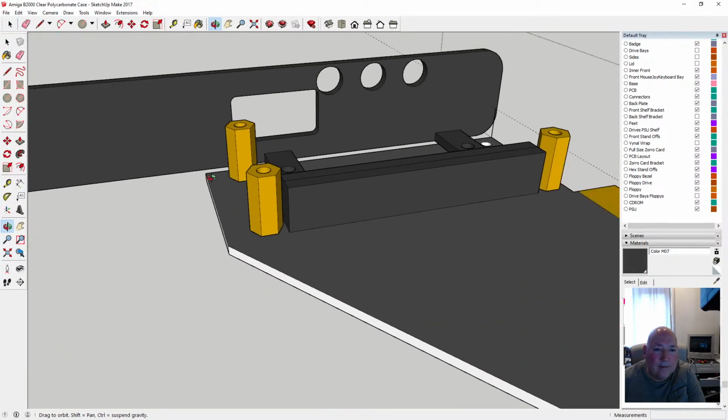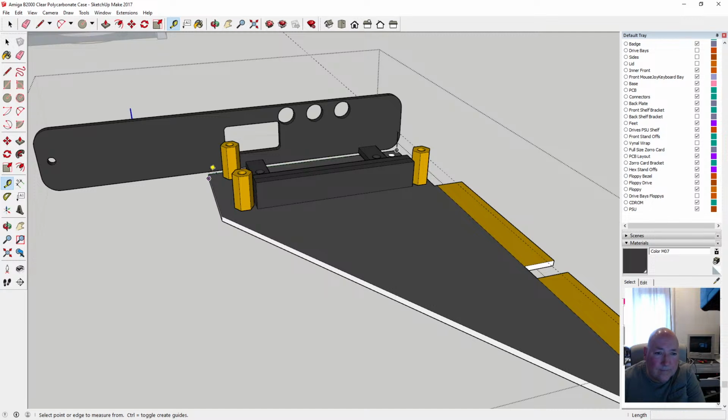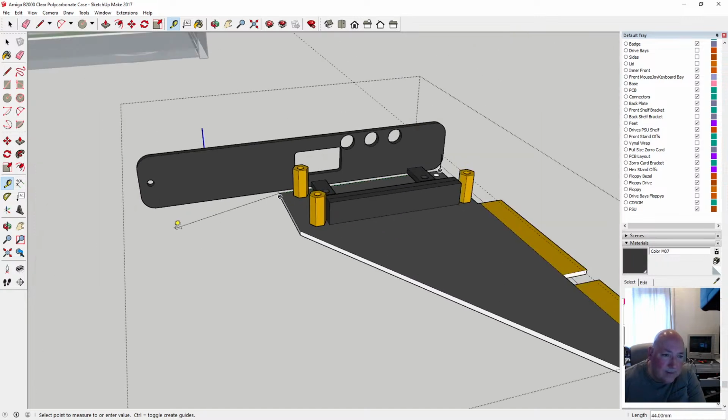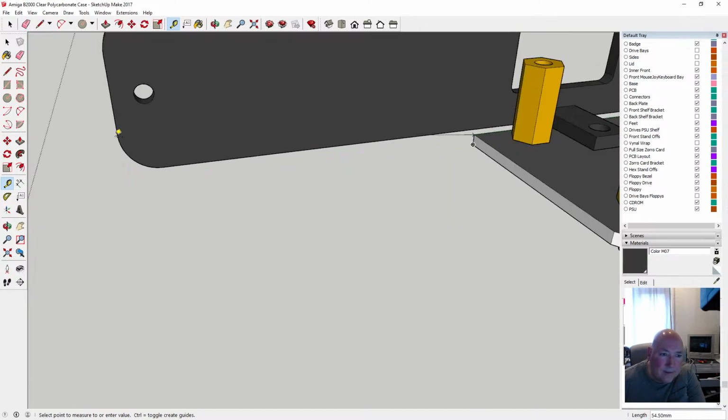Right, let's just measure from the edge of this to 51.25. Let's just have a look at that. Bloody hell, this is crazy. 51.25. 50. It's 51. No, it isn't. What is it? Yeah, it's 51.